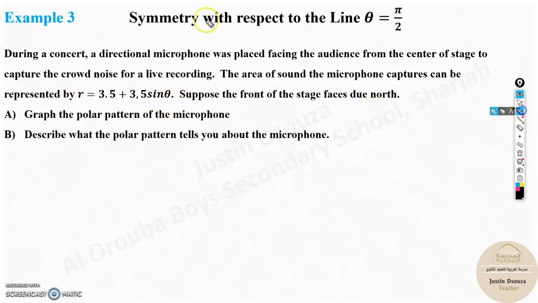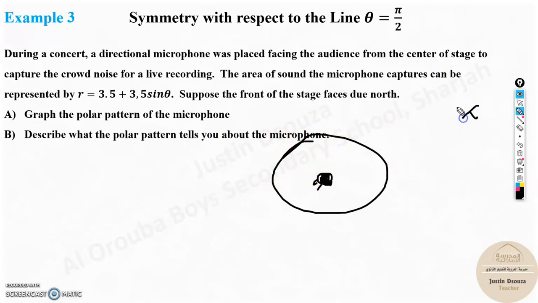Now, there is a concert going on and a microphone is placed somewhere over here. The capacity of the microphone that can record the sound: if you keep a microphone over here, not all sound will be recorded. It has a certain capacity. Say this is its capacity. So all the sound over here will be recorded by it, not something so far away. So now, when we graph this equation, we will come to know the capacity of the microphone.